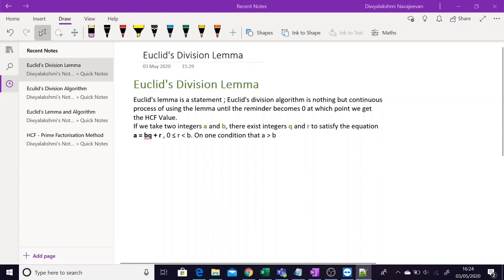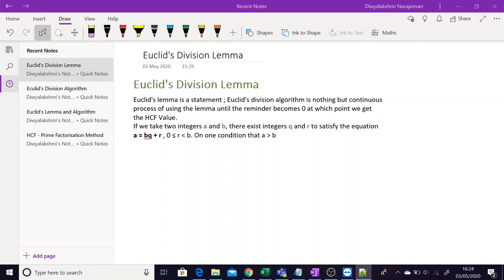Having found the HCF using prime factorization method, let us look into the second method, which is Euclid's division algorithm. First, we need to understand what is lemma, what is algorithm. Euclid's lemma is just a statement, and algorithm is nothing but continuous process of using the lemma until the remainder becomes 0, at which point we will get the answer we are looking for, HCF.